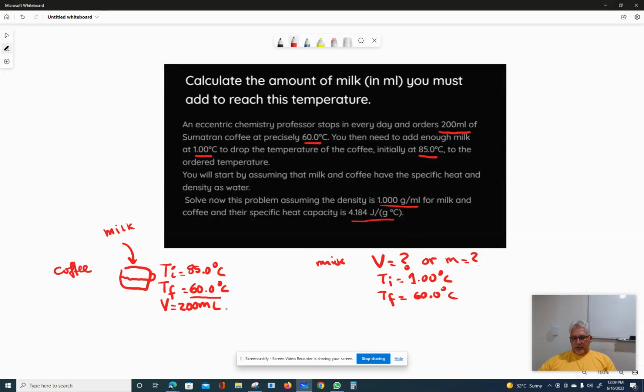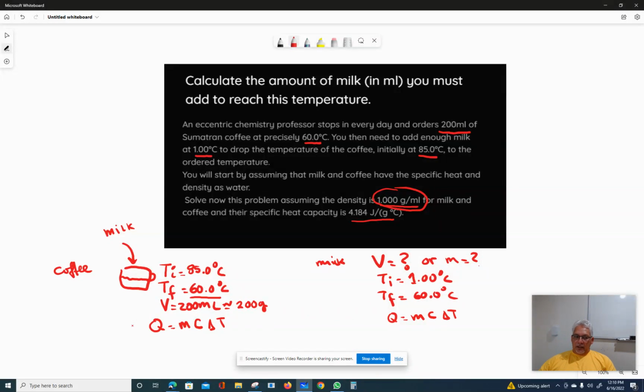So what we can do is the following. The volume of the coffee, assuming density equal to 1 gram per milliliter, will be approximately equal to 100 gram. And also for the milk, I don't know, but once we find the mass of the milk, we can calculate the volume of the milk and answer that. The formula that I'm going to use is the following: Q equals mass times heat capacity times delta T for the coffee, and the same one will be for the milk.